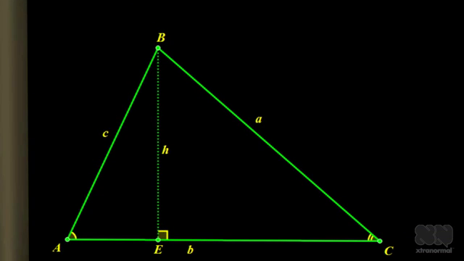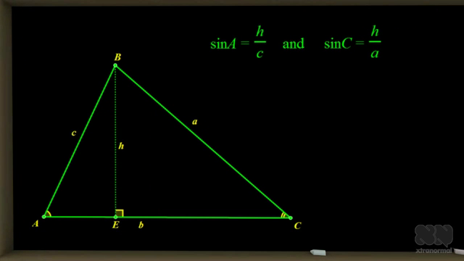Take a look at triangle ABC. I added the altitude BE, and I labeled the length h. In this demonstration, we will work only with angles A and C. Let's start by using the definition of sine to set up two ratios. First, the sine of the measure of angle A equals the ratio of h over c. And second, the sine of the measure of angle C equals the ratio of h over a.